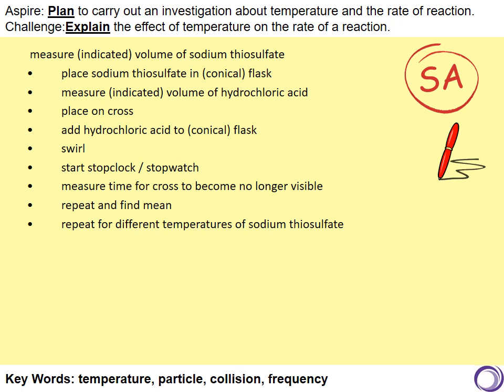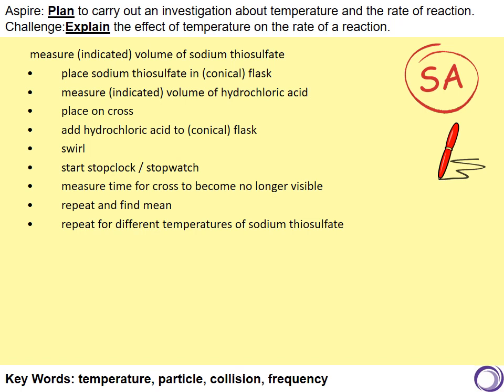Measure 5 to 10 centimetres cubed of hydrochloric acid. Place the sodium thiosulfate on the cross. Add the hydrochloric acid to the conical flask. Swirl it and start the stop clock. You then need to measure the time for the cross to become no longer visible or for it to disappear. We'd expect you to get a level 3 answer to say that you would repeat it and that you would find the mean, and that finally you would then repeat the whole process for different temperatures.